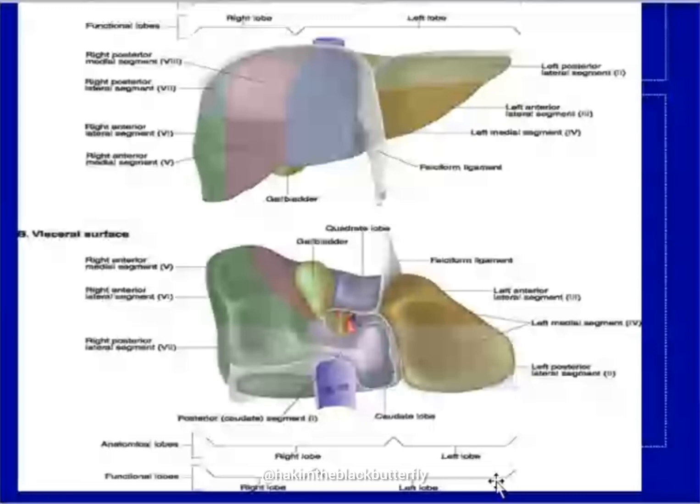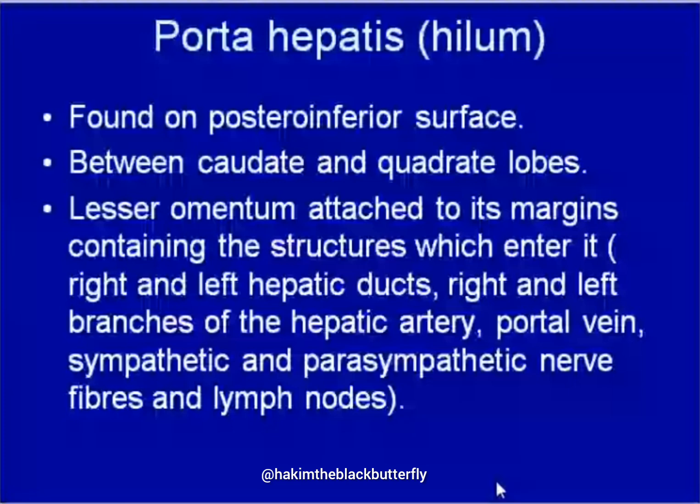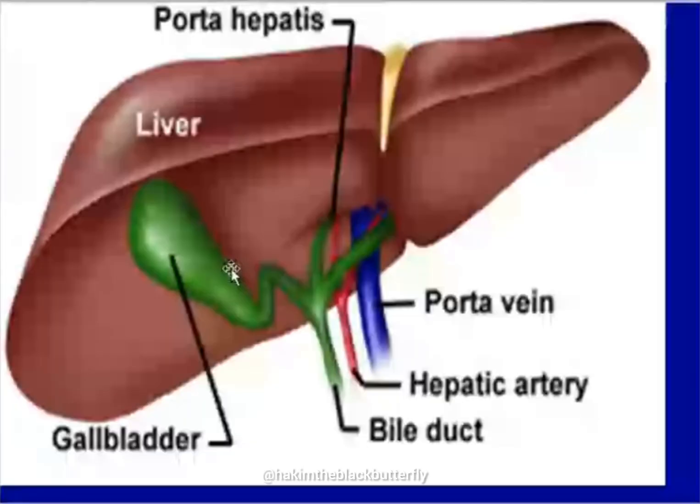I have also talked about the porta hepatis, or the hilum of the liver, and that part of the lesser omentum known as the hepatoduodenal ligament, which surrounds it, and the structures which are located there. On the inferior surface of the liver, that's where you have the porta hepatis. That's the point of entrance of blood vessels and exit of bile ducts.